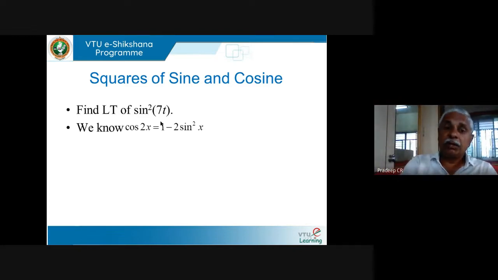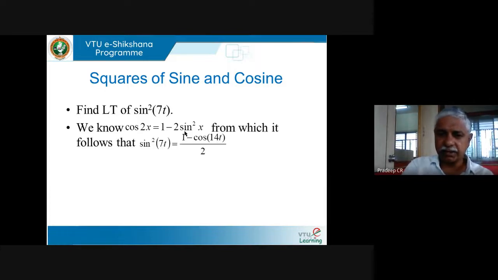I'm telling you. We know cos 2x is 1 minus 2 sine square x. This is a standard formula, a very important formula. You must know this. If you don't know this, you will not be able to solve most of the Laplace transform problems. This cos 2x is 1 minus 2 sine square x is very important. So here, in the place of x, I'll put 7t. So that means sine square x is 1 by 2 times 1 minus cos 2x. So in place of x, if I put 7t, I'll get sine square 7t is 1 minus cos 14t by 2.